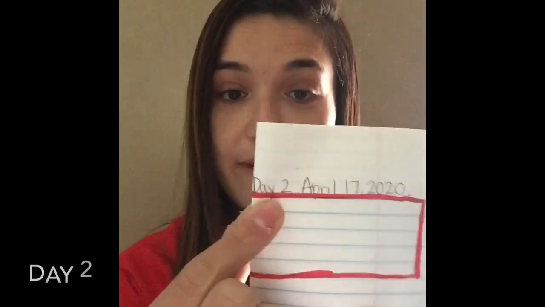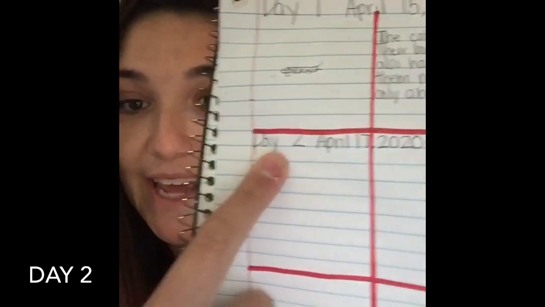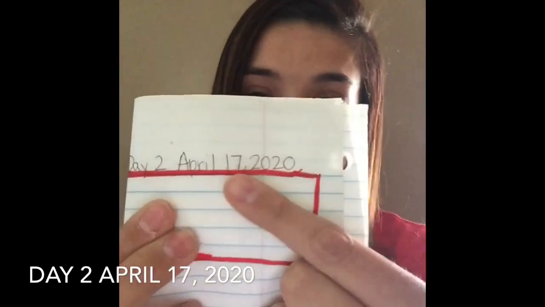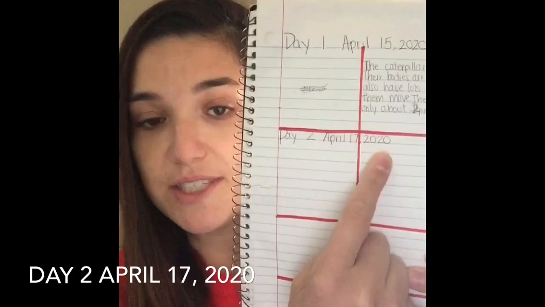If you have your journal with you, we can start setting up our journal before we take a look at our caterpillars. Since today is day 2, we want to put that at the top of our box on our page, or if you have your notebook, mark today is day 2 in your journal. And then we also want to put the date, which is April 17th, 2020. In your notebook, you can also write that with day 2, April 17th, 2020.